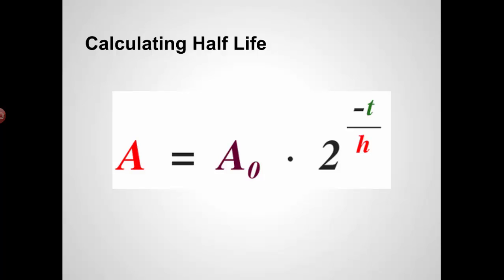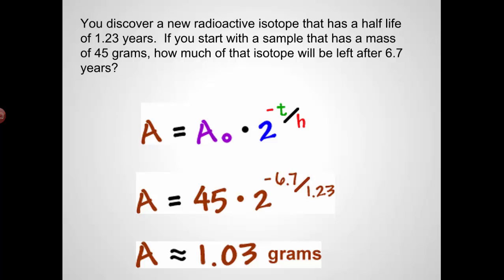So let's do an example. You discover a new radioactive isotope. That isotope has a half-life of 1.23 years. You start with a sample that has a mass of 45 grams. That's A naught. How much of that isotope will be left after 6.7 years? 6.7 years is the amount of time. That's T. The half-life is 1.23 years. That's H. The amount you started with was 45 grams. That's A naught. You're solving for A.